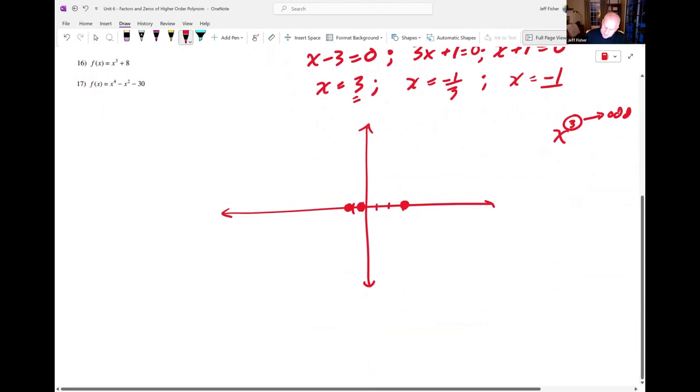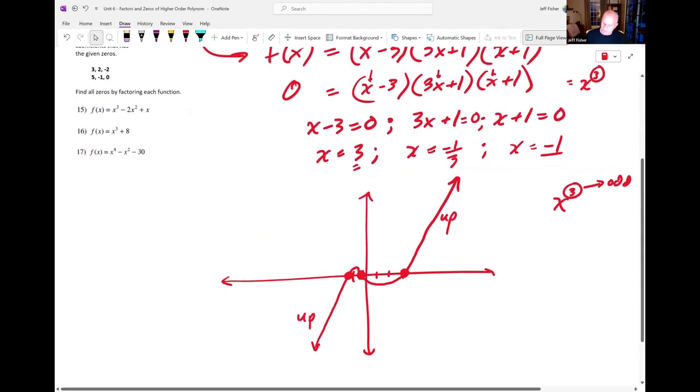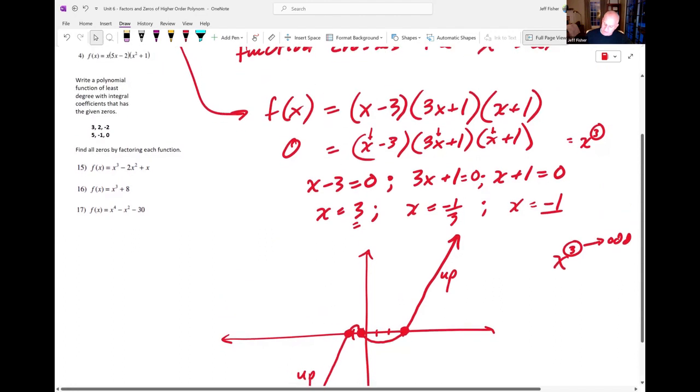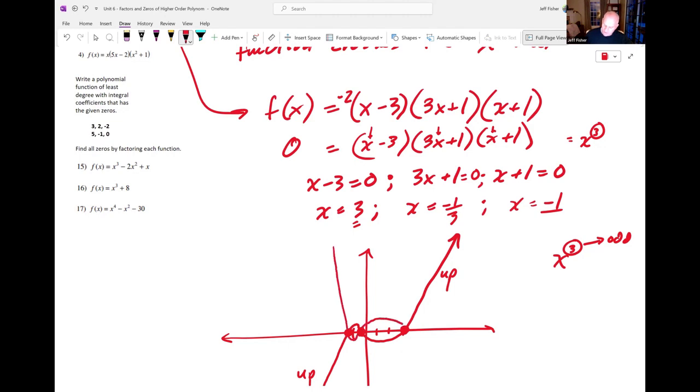So this polynomial is going to look something like this. Where this is going up and this is going up. And again, the reason it goes up and not down is because this coefficient is a 1. If this coefficient were a negative 2, which it's not, then you'd see it going this way. Right? If that were a negative, but it's not. Okay? So this is what it looks like.